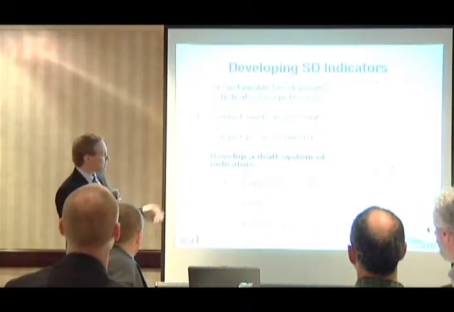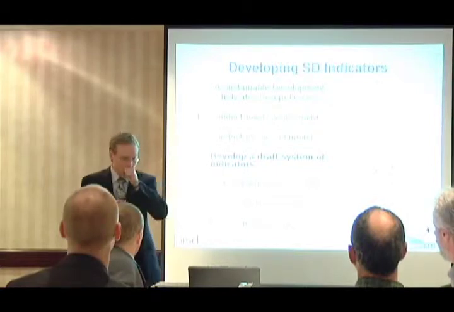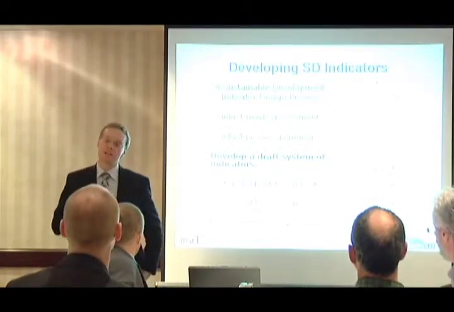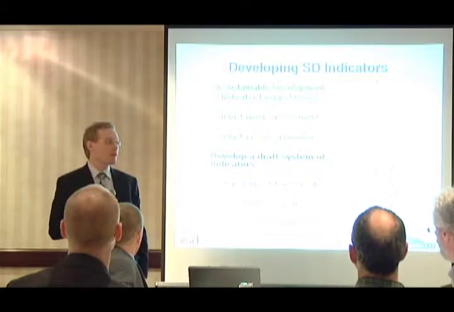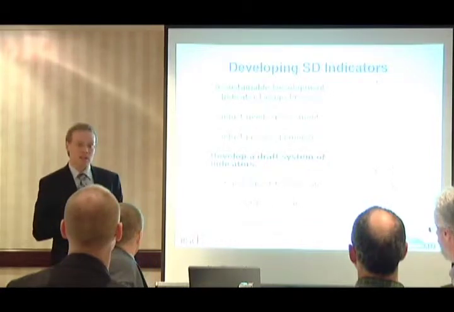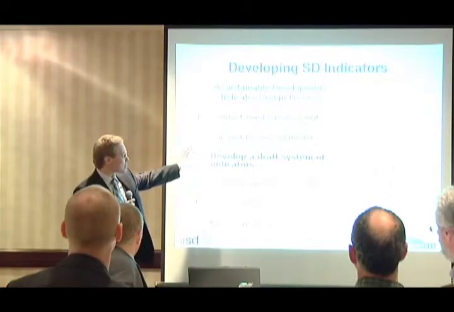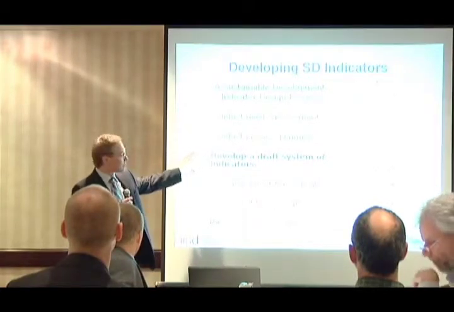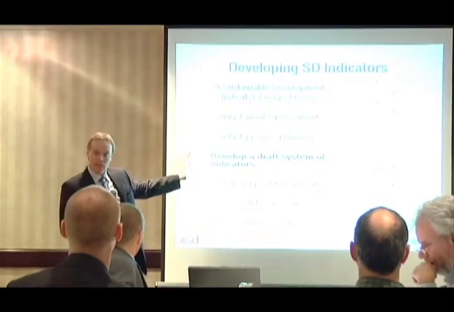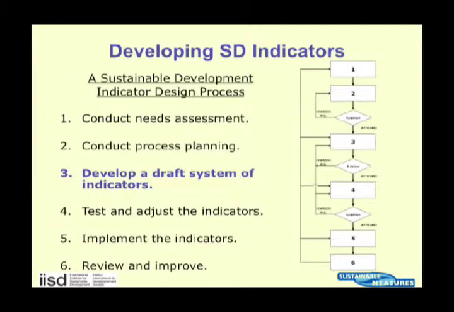So anyway, you can see that I've got a fairly generic process for developing sustainable development indicators on the screen here. I'm not going to hit on all of these steps. We don't have the time to do that. Instead, I'm going to focus on the one that's highlighted in blue and just some of the key things we need to think about in terms of developing a draft system of indicators. That said, there certainly are, again, considerations that we're not going to hit on in too much detail here today.